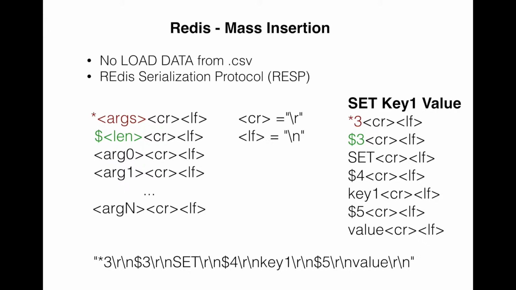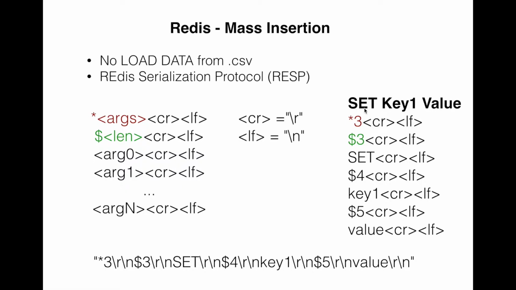I know this slide seems a little complicated. It is actually fairly simple. Now the CR stands for carriage return, and LF is line feed, like the \r and \n in our ASCII characters. Args is the number of arguments, and length is the length of each argument. Now if you look at this particular command, set key 1 and value, there are three arguments. Set is argument 1, key 1 is argument 2, and value is argument 3. So that's why we have *3 here.